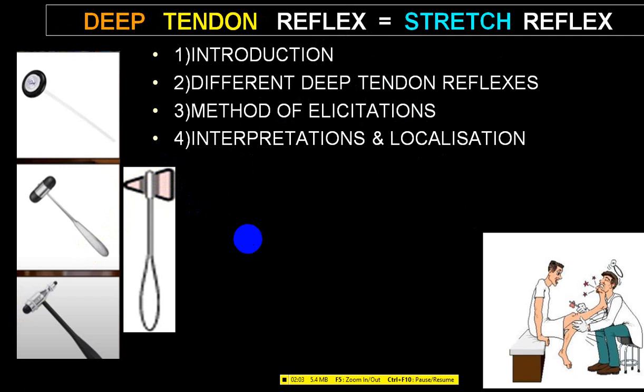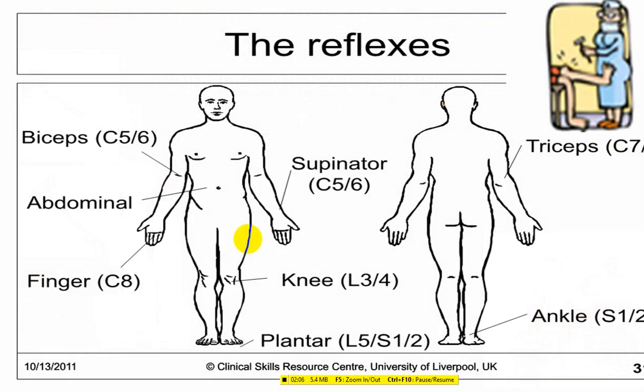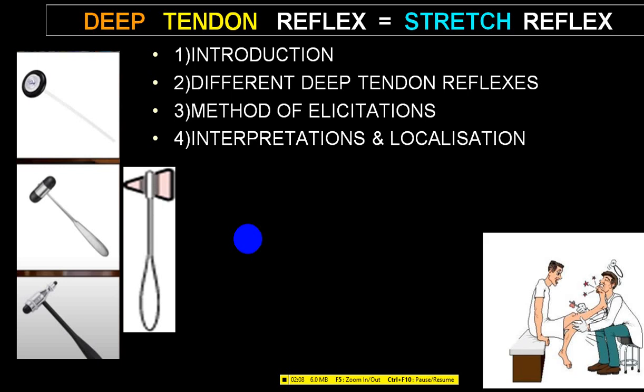Whenever we want to elicit the deep tendon reflex, first we have to explain to the person what we are going to do. The part to be examined has to be fully exposed. In cranial nerves there is only one jerk, which we call the jaw jerk, where you elicit it by asking the person to open the oral cavity partially.